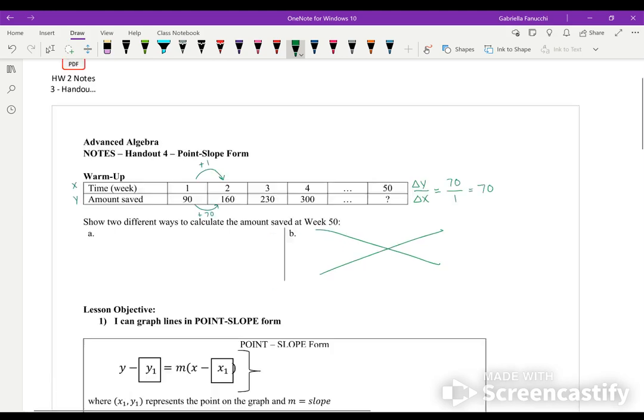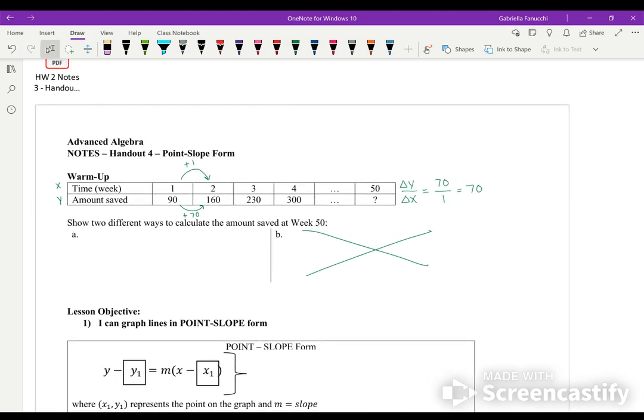Okay. Now, the next thing is, what's going to be our y-intercept? So if we're starting at the first term, we need to go backwards to 0. And so that means we're going to subtract 70. So 90 minus 70 is going to be 20. So at week 0, there's $20 saved. At week 1, there's $90 saved. And so our slope is telling us that there's $70 being saved per week.